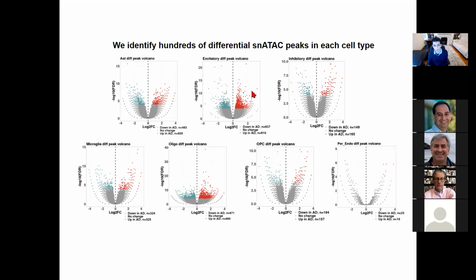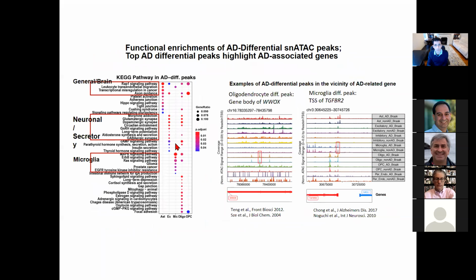So basically, in excitatory neurons, you find an enormous number of differential peaks because that's where we have the most power. And in microglia, as you mentioned earlier, Mike, we are a little underpowered, but we are still finding these differentially accessible sites. We're also finding different functional enrichments for these differentially accessible peaks for single cell ATAC, where we're finding enrichments for neuronal and secretory pathways in excitatory neurons, enrichments for a lot of immune factors and immune signaling in microglia, and then for general brain functions in astrocytes and so on and so forth.